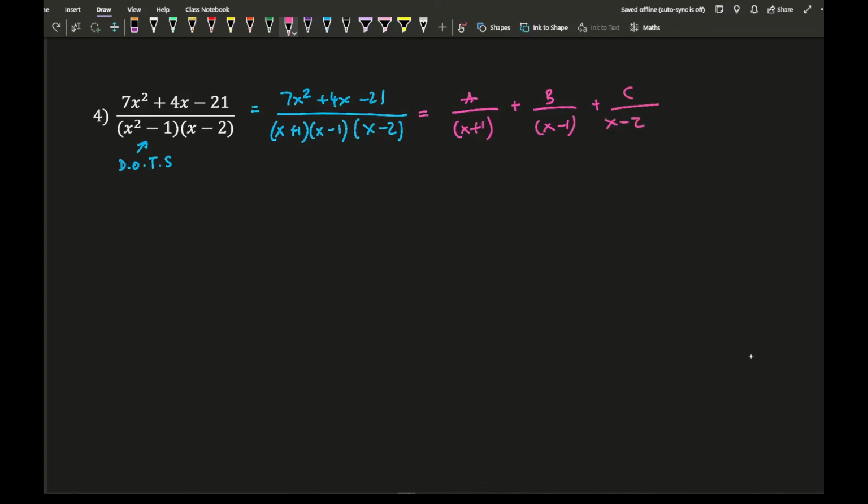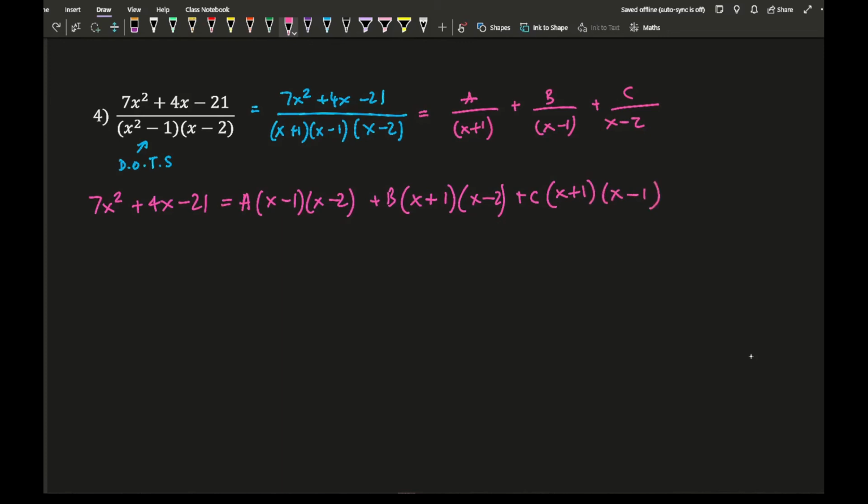So multiplying by the denominator, what we end up with is 7x squared plus 4x minus 21 equals a with the other 2 denominators, plus b with the other 2 denominators, plus the same for c. And there we go. So again, next thing we need to do is find the values that we're going to substitute in. So I've got x equals 1, x equals 2, and x equals minus 1.